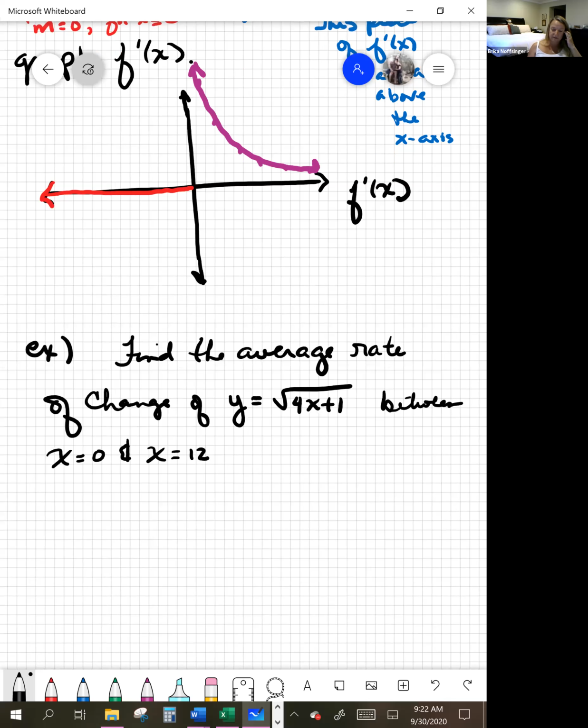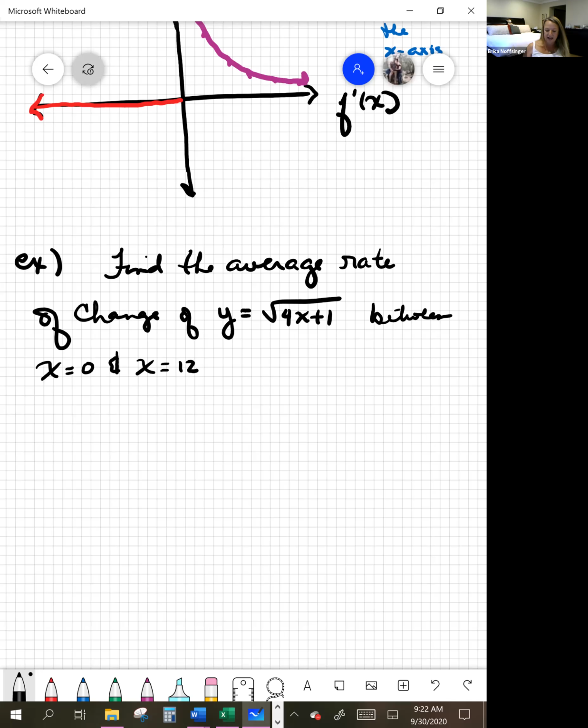So we're trying to find the average rate of change. Basically, we're looking at the slope between these 2 points. If we plotted these points on this function and then drew a line, we're looking at the slope of that line. And so we need to look at what's happening when x equals 0. We need to figure out what y is. I'm going to call this f of x instead. So we need to look at f of 0.